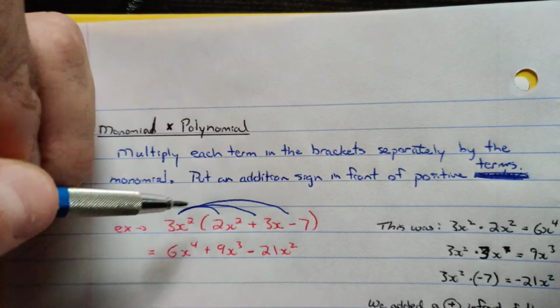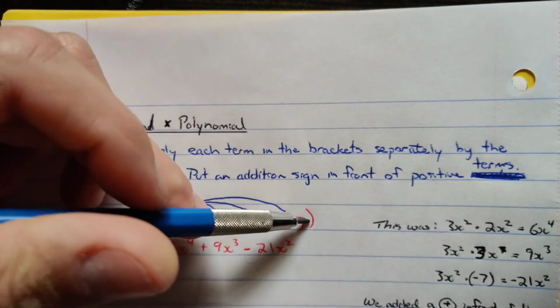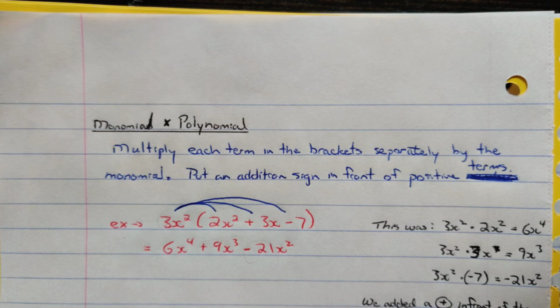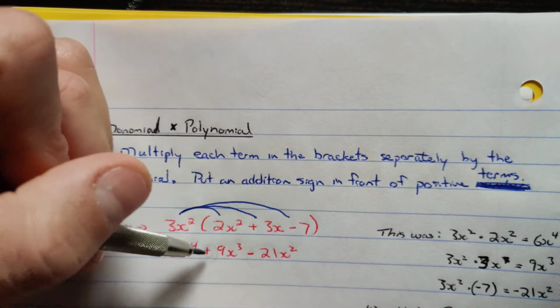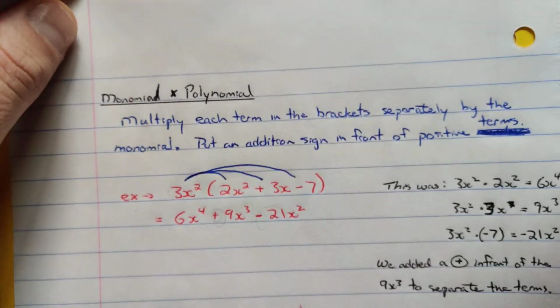3x squared times negative 7. 3 times negative 7 is negative 21. And then the x squared is multiplied by no x's there, and we're just left with the x squared. It's still part of the multiplication. So again, we added these plus and minus signs as needed, especially the plus sign. You've got to put that in there to separate those terms. So a couple examples with this.